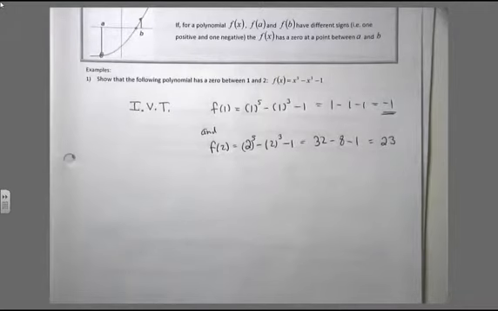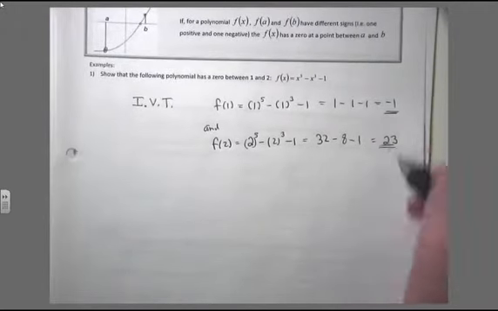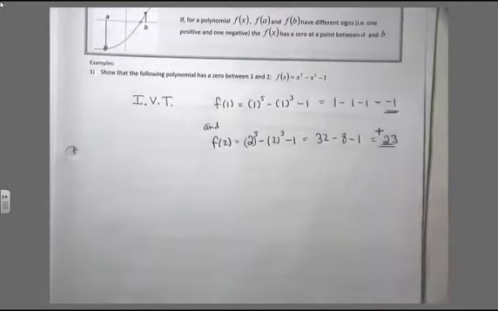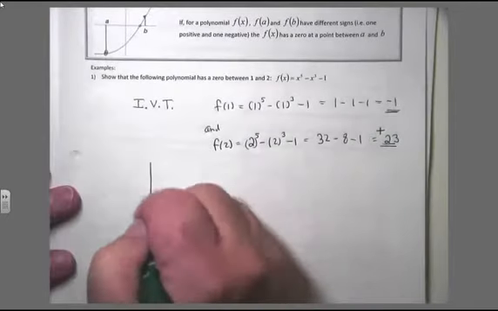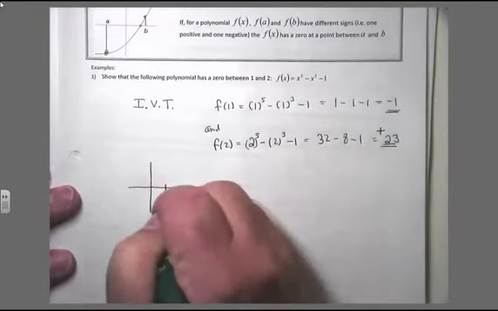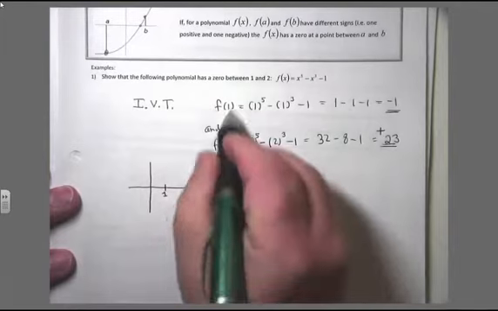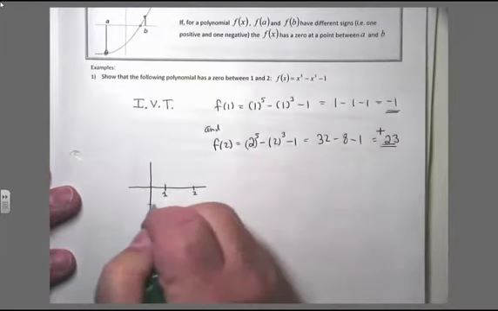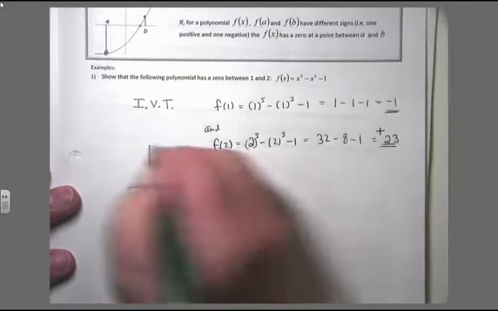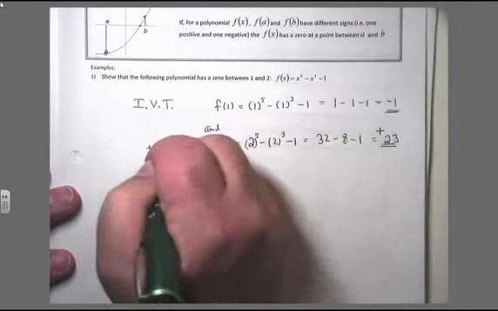But I don't care what the number is, what sign is it? It's a positive 23. So I plotted 2 points. You want a visual? I'll give you a visual. Here it is. Here's 1, and here's 2. When I plot f of 1, I got negative 1. When I plot 2, I got the y-coordinate 23.